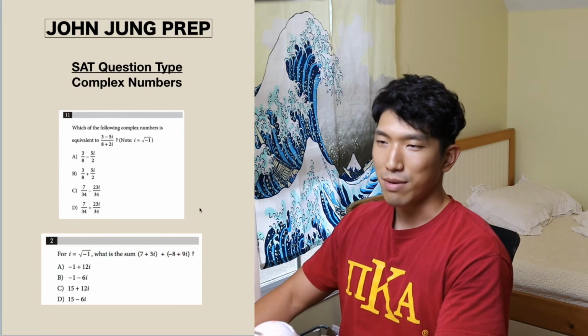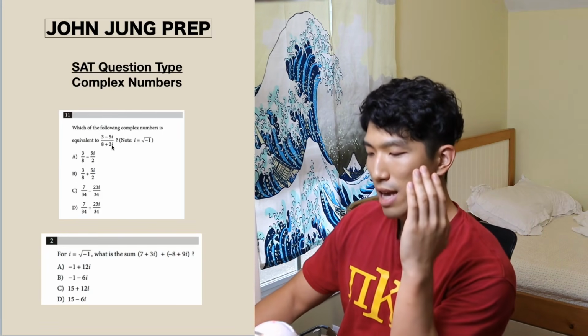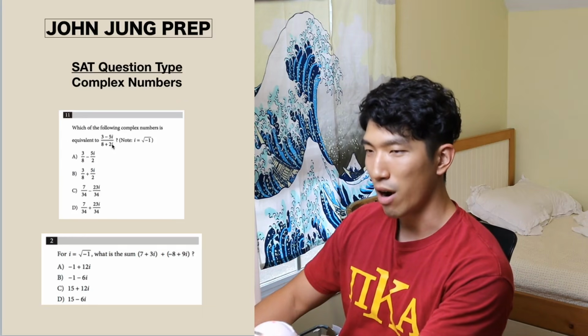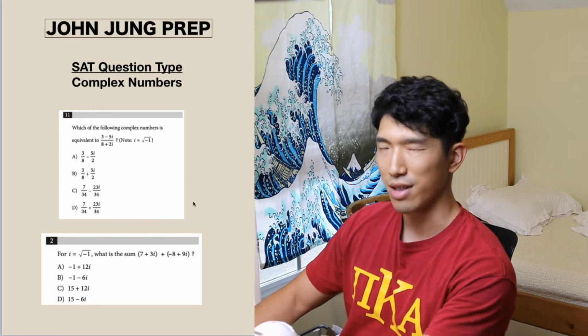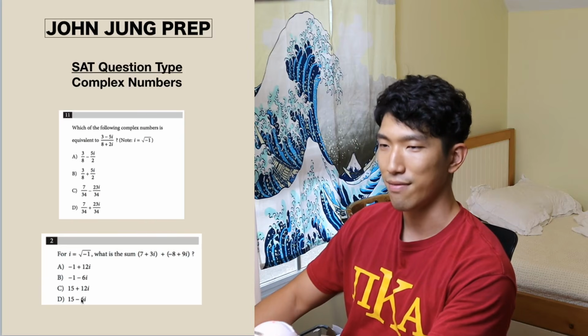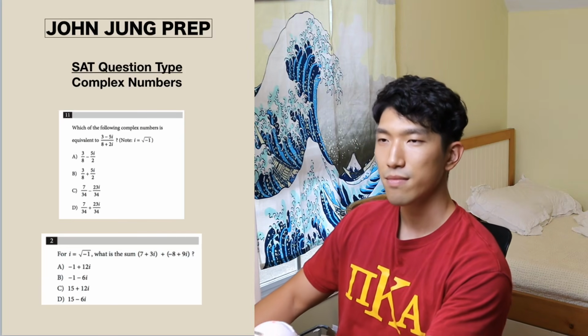So these are the types of complex number questions. Sometimes there's a complex number with an i at the bottom, and sometimes it's just an equation like that. You just have to simplify and find out which one it's equivalent to, okay?